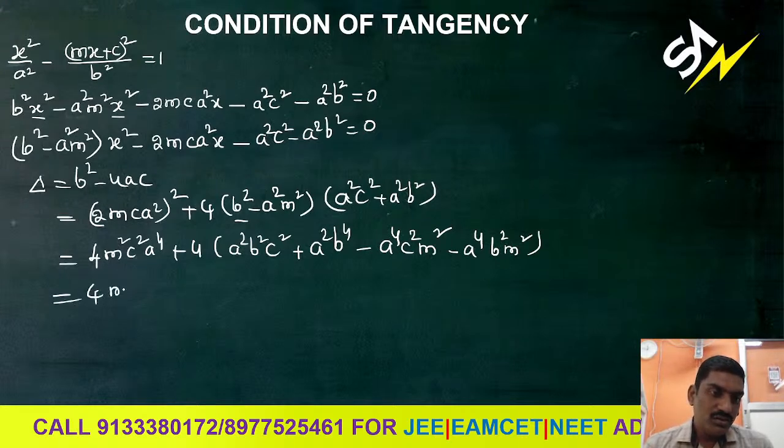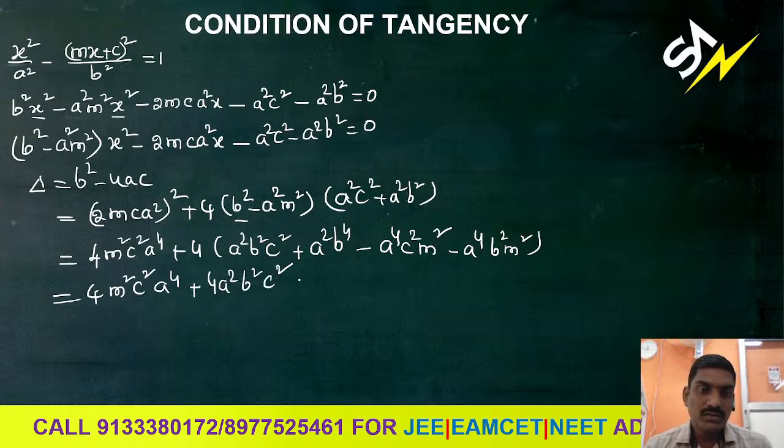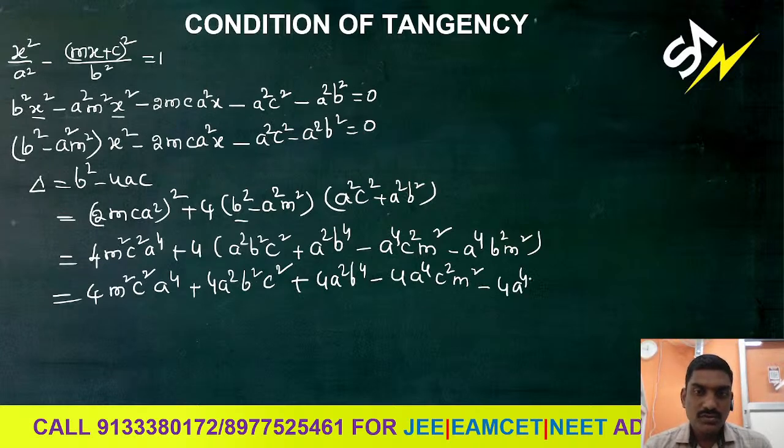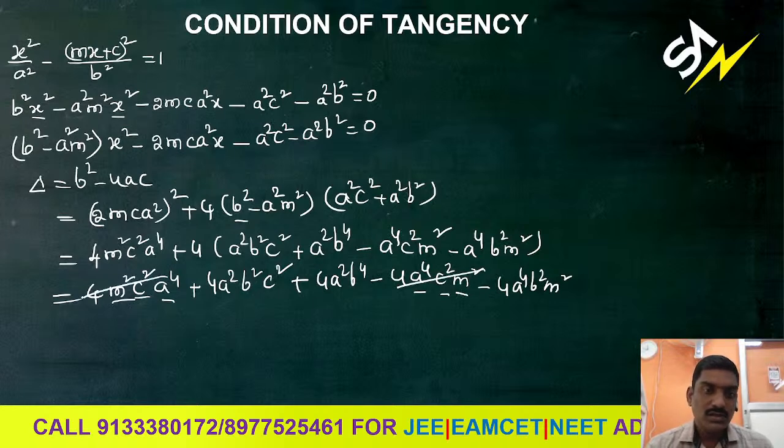If we multiply with 4, m square c square a power 4 plus 4 a square b square c square plus 4 a square b power 4 minus 4 a power 4 c square m square, and minus 4 a power 4 b square m square. So here a power 4, here also a power 4, this is c square, this is also c square, here we have m square, here also we have m square. So these two terms get cancelled. What are the remaining terms?